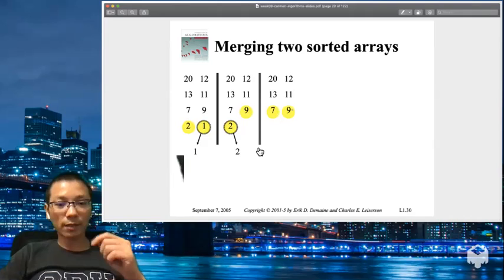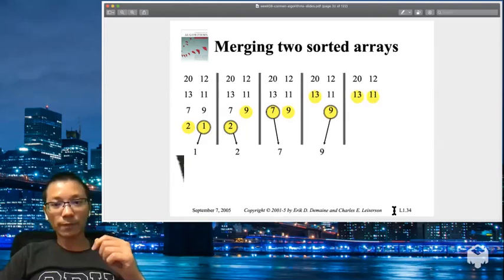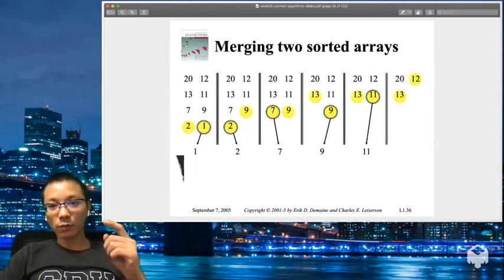Now the left array has 7, 13, 20 remaining. And then between 7 and 9, 7 is smaller, so we're gonna take 7. Okay, now we have 13, 20 remaining for the left array. And now 9 is smaller, so we take 9. Now we have 13, 20 for the left-hand side. The right-hand side will have 11, 12. And 11 is smaller, we take 11. Now the right-hand side only has one element left, which is 12. Compare that with the first element of the left-hand side, and we see 12 is smaller, we take 12.